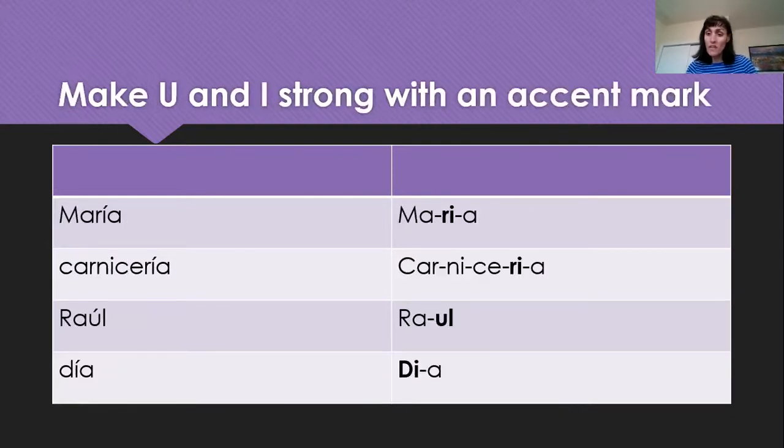All right. Now, if you want to make the U and I its own syllable, then you just write an accent mark over it and make it strong. So Maria, 3 syllables. We've made the I strong with an accent mark.